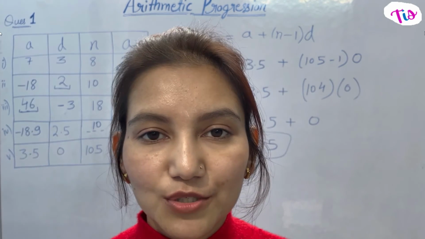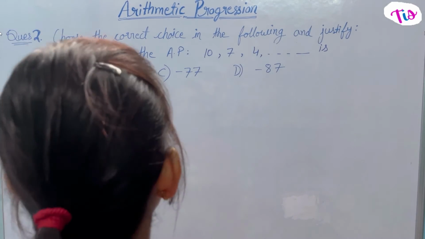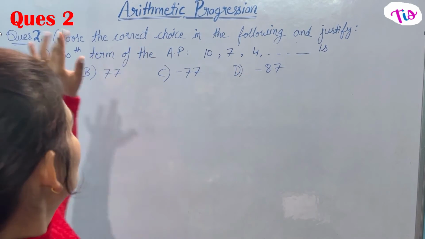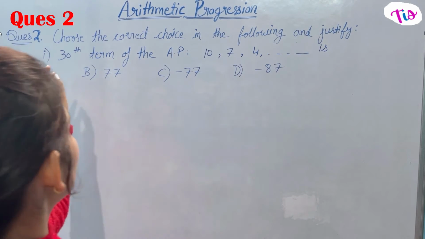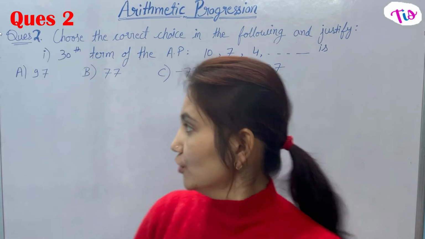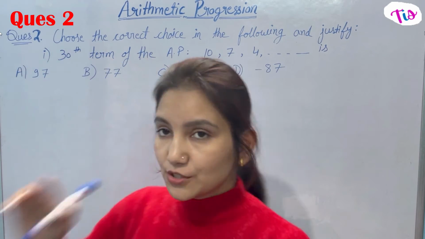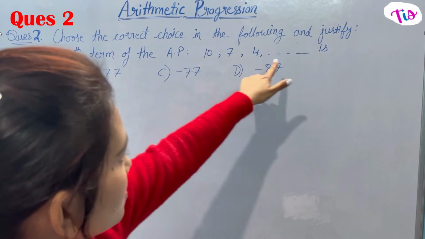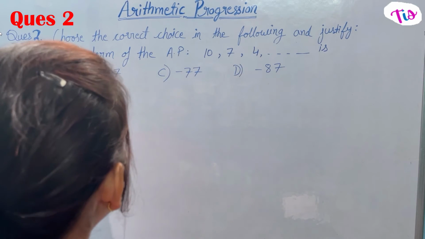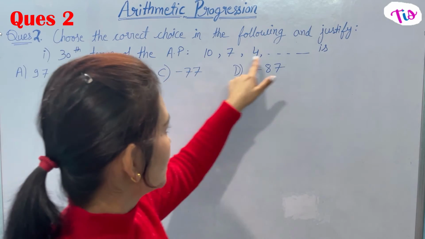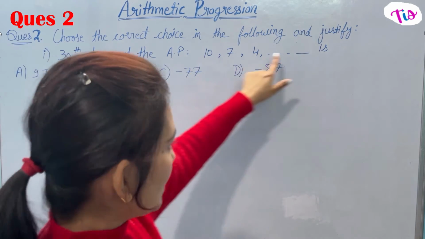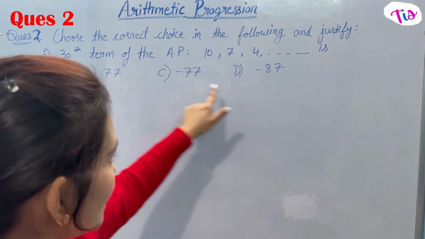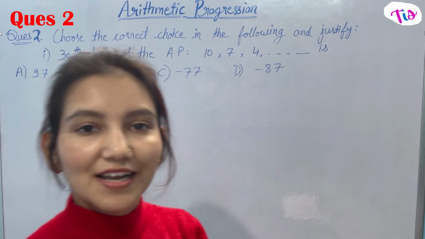Let's move to question number 2 now. So let's solve question number 2. It says: choose the correct choice in the following and justify. This is the first part of question number 2. Some choices are given to you. This is the question: the 30th term of the AP. This is the AP and you need to find the 30th term of the AP. Some choices are given and you need to just tick mark the correct answer, right?